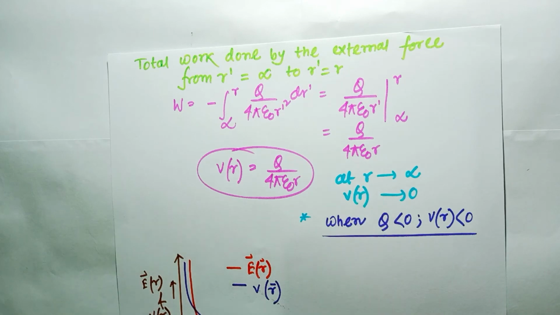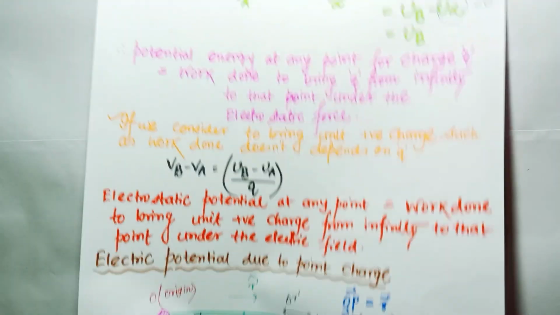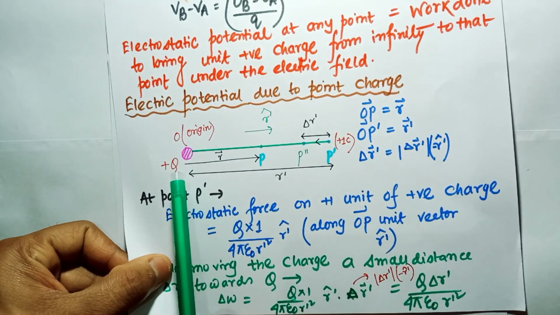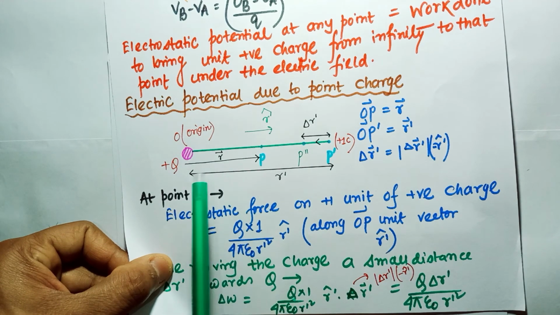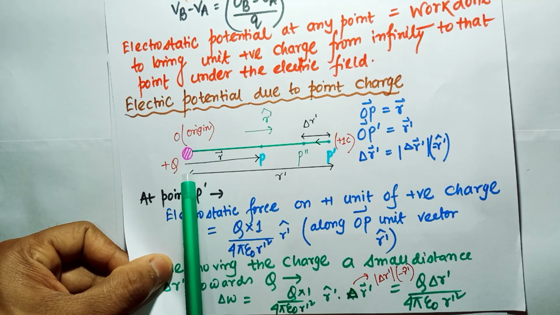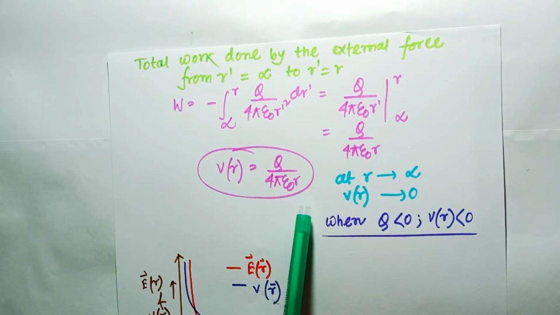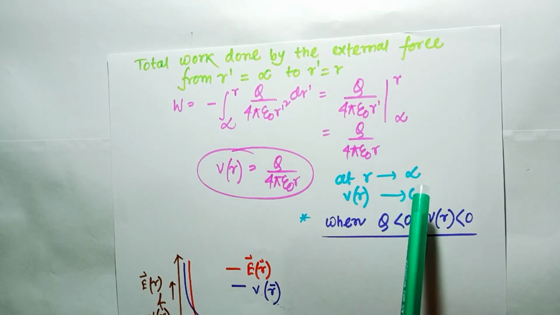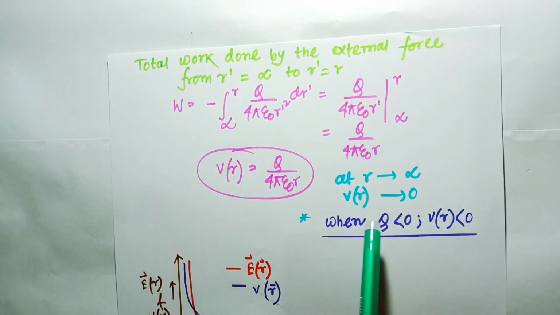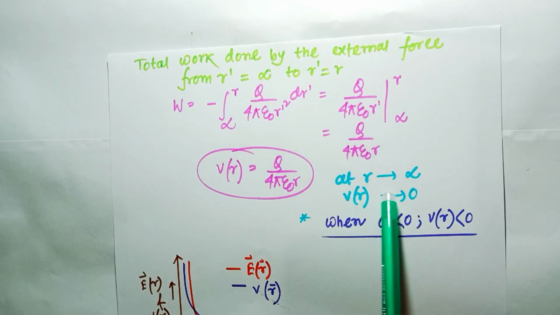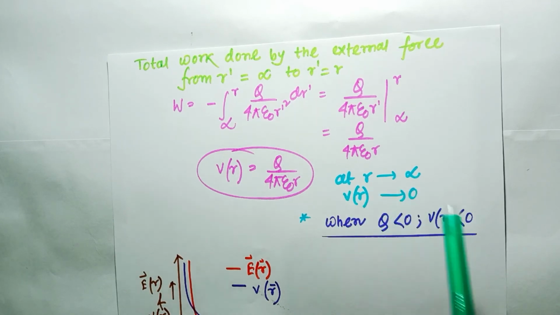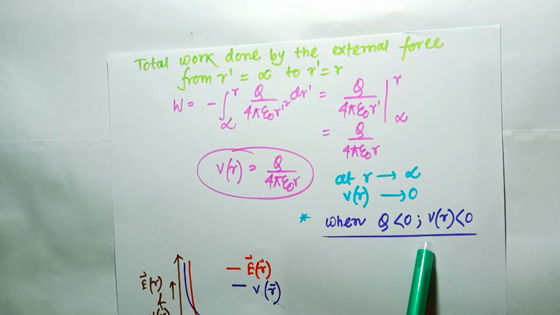So you can see, due to this plus q charge at point P at a distance r away from the charge plus q, the potential comes out to be Vr is equal to q by 4 pi epsilon naught r. So we can see that if r tends to infinity, the Vr tends to 0. So the potential tends to 0 if we go far away from the charge. And when the charge is negative, so I choose the charge to be positive. If the charge is negative, the potential is also negative.